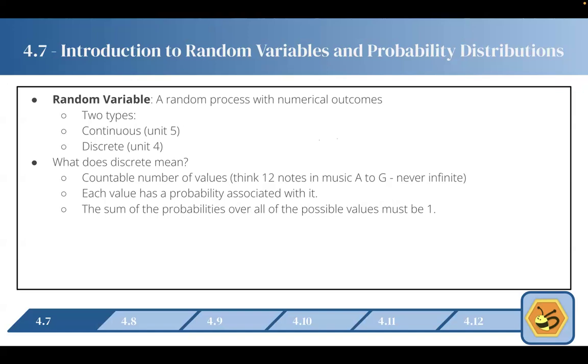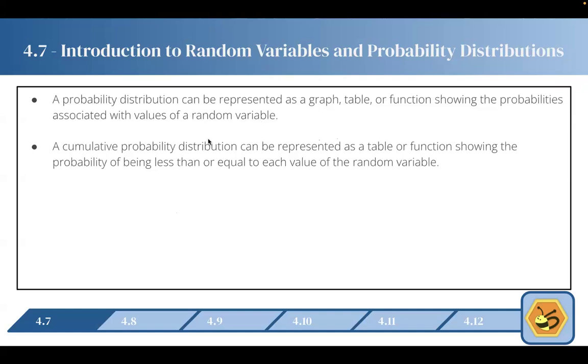So each value has a probability associated with it. You could have 50% of the notes be A in a given piece, for example. And the sum of the probabilities over all the possible values, from A to G, has to be 1. A probability distribution can be represented by a graph, and essentially all that's showing is the different probabilities at a given point. We'll see one in the next slide.